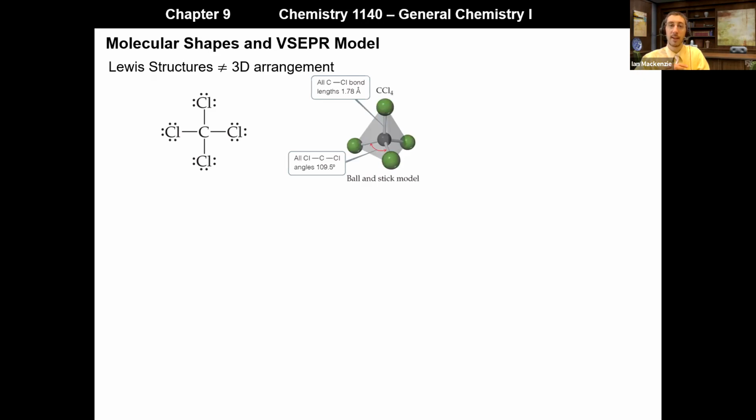It actually exists in a very three-dimensional structure where the bond angles are 109.5 degrees between any of the carbon-chlorine bonds. And we can represent that here in this ball and stick model, or more commonly, we use these three-dimensional atomic models where the bonds that are drawn out normally are assumed to be in the plane of the screen or plane of the paper. And wedged bonds are assumed to be coming out towards us, and dashed bonds to be going back away from us into the plane.